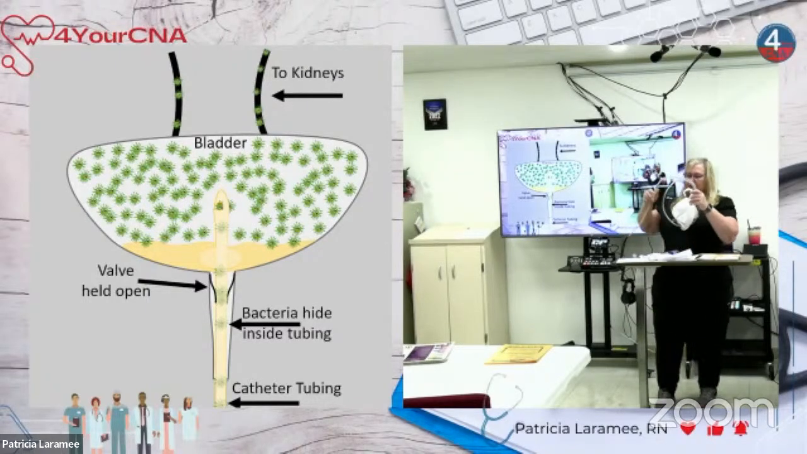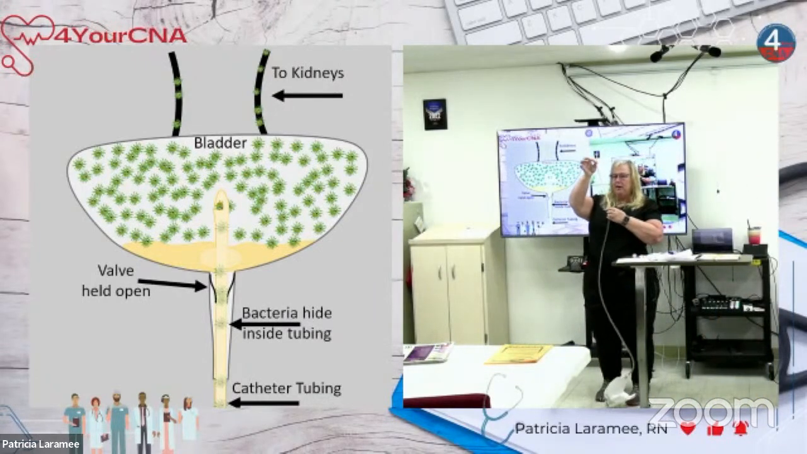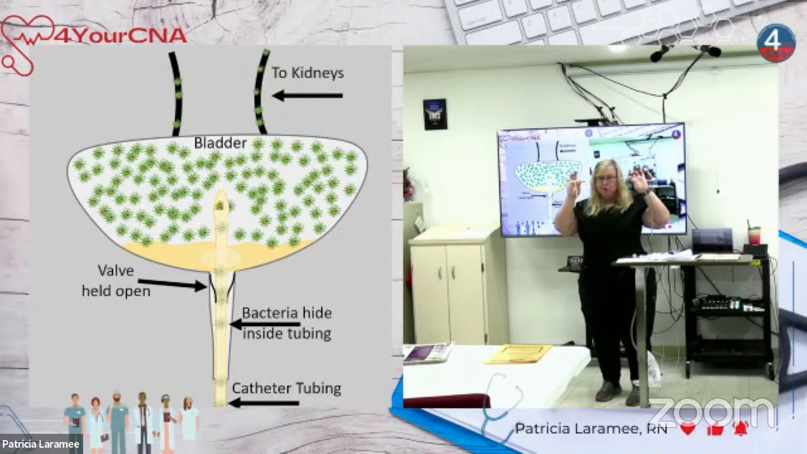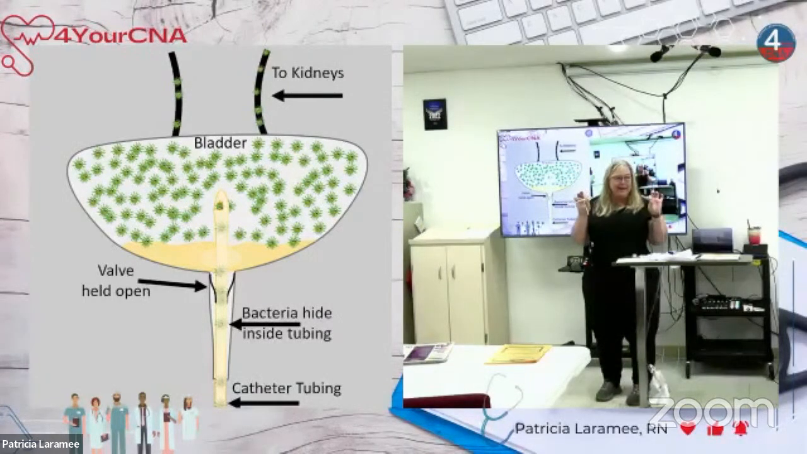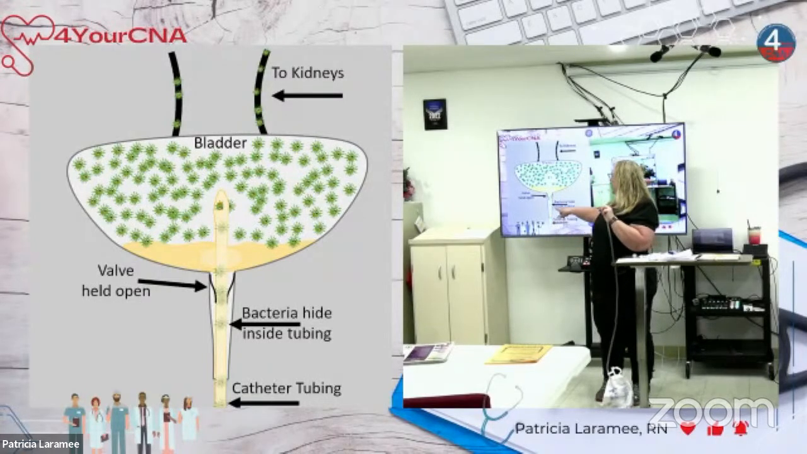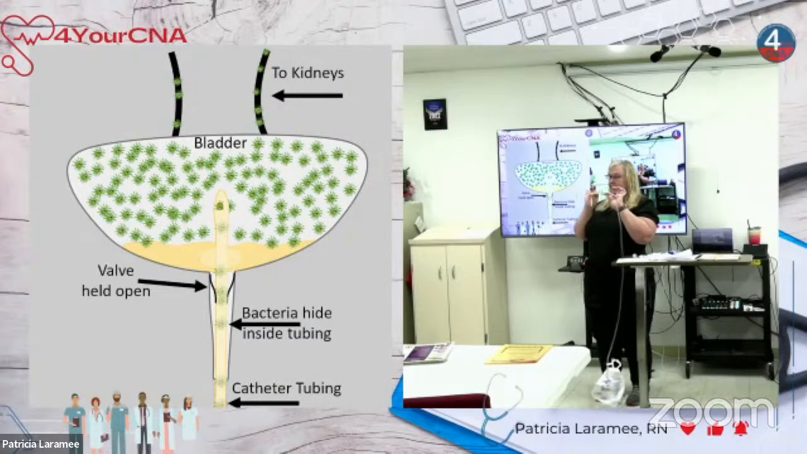So when we have a catheter, remember the catheter holds the valve open. The bag collects the urine, two separate pieces, and they connect right here. CNAs generally do not separate these two pieces. Now, you can be trained to do so, but you have to be trained. Generally speaking, for the test, we do not separate these two pieces. Because remember, we don't even want one bacteria in the system.